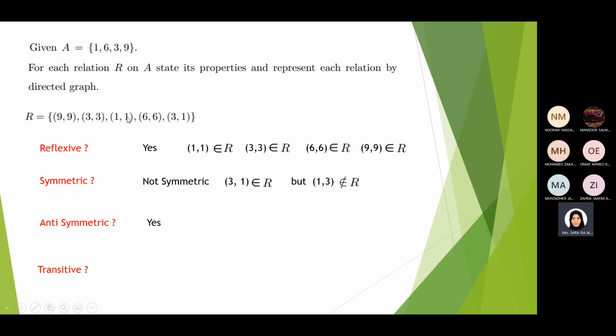Now here 1 1. Is there any pair that starts with 1? No. So there is nothing to be checked. I go to 1 6. Is there any pair that starts with 6? No, so there is nothing to be checked. I go to 3 1. Is there any pair that starts with 1? Yes, which is 1 1. So 3 1 and 1 1, I will get 3 1 as a result. Is 3 1 in my relation? Yes, it is in my relation. So in this case, it will be transitive.